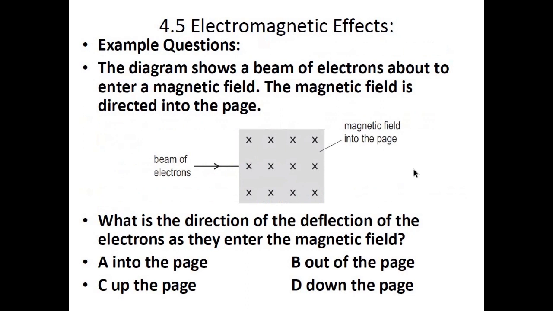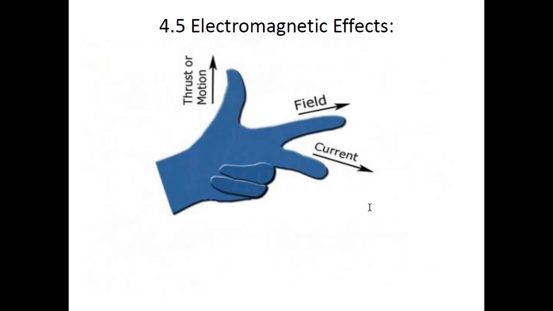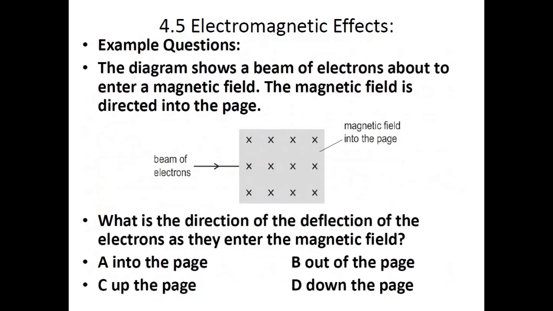Example question: the diagram shows a beam of electrons. Electron means negatively charged particles. The magnetic field is directed into the plane. Now what is the direction of deflection of electrons? Now use the left hand rule. Put your left hand out in this way, then you would see.